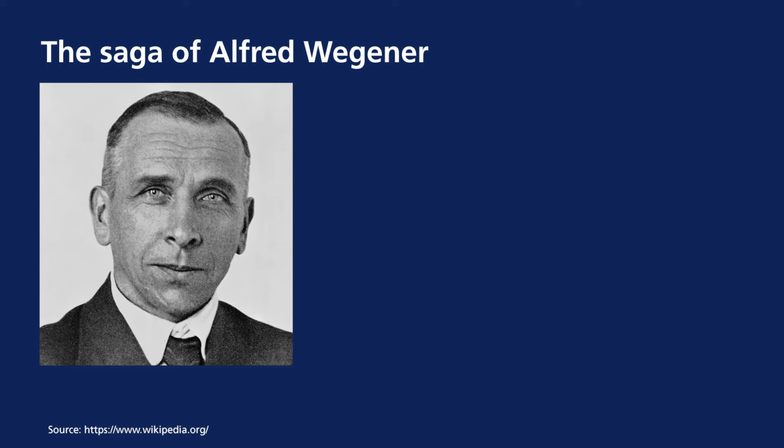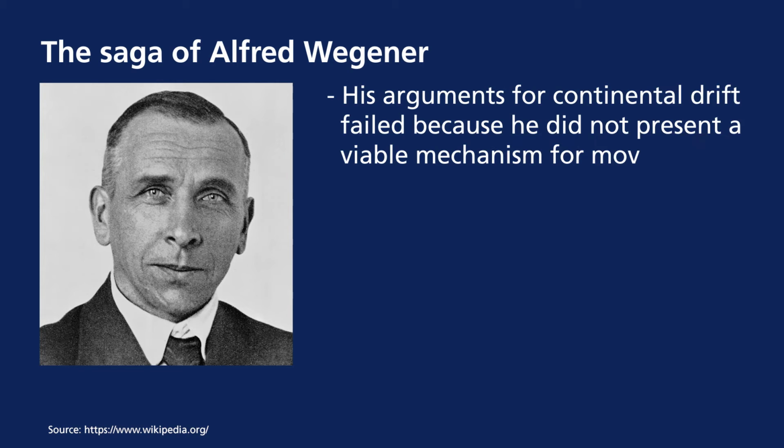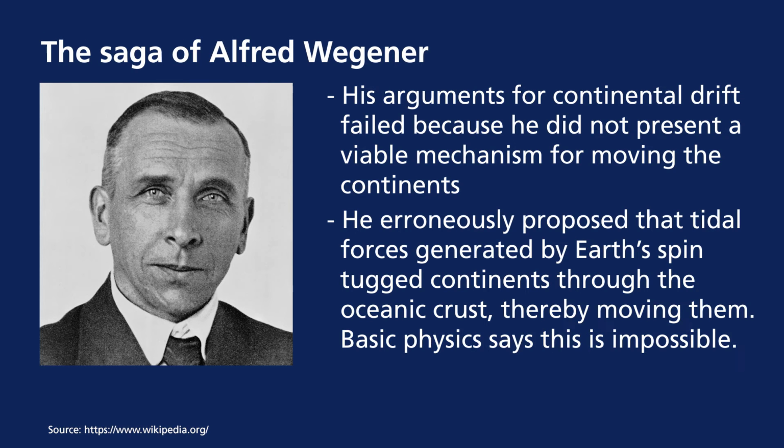A few points about Alfred Wegener. His arguments for continental drift were, in his lifetime, seen as a failure because he did not have a viable mechanism for how the continents moved. He saw that the continents moved but had no clear idea supporting this movement. He did have a theory that the tidal forces generated by the Earth's spin would have pulled the continents apart, but basic physics says that this is, of course, impossible.